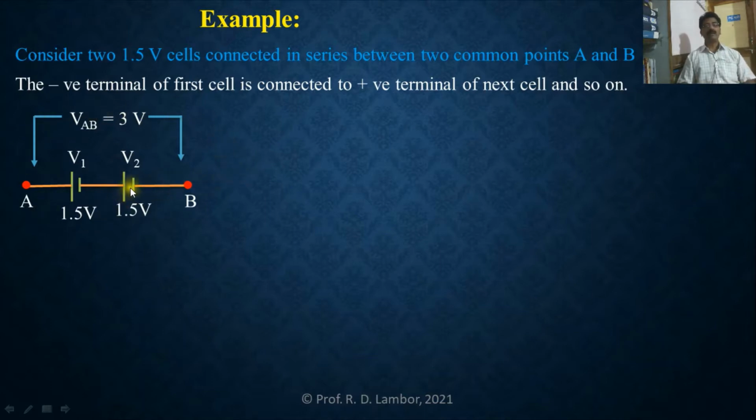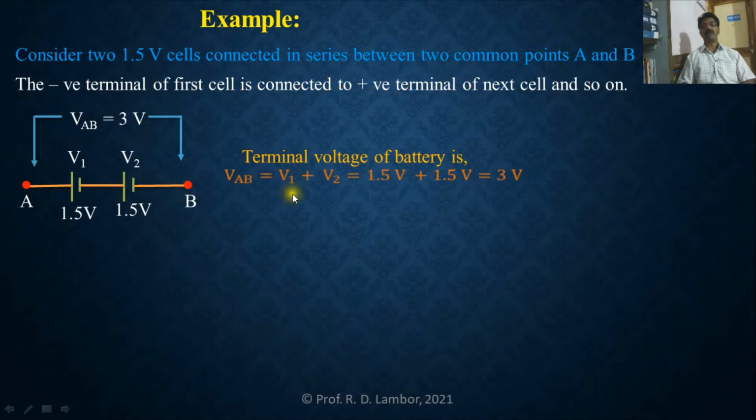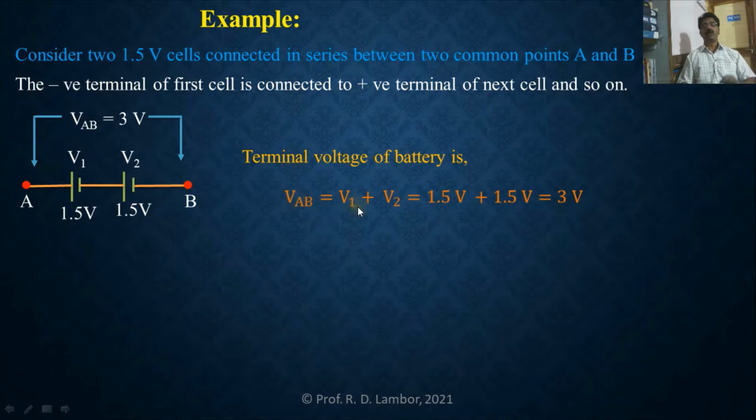Now, in this case, the battery formed by the series combination of these two cells has a terminal voltage. The terminal voltage of this battery is equal to the sum of the voltages of the individual cells. So the terminal voltage, that means the voltage between points A and B, VAB, we can write, is equal to the sum of the voltages of the cells in series. This is the voltage of the first cell plus the voltage of the second cell. So we are getting the terminal voltage of the battery equal to 3 volt.